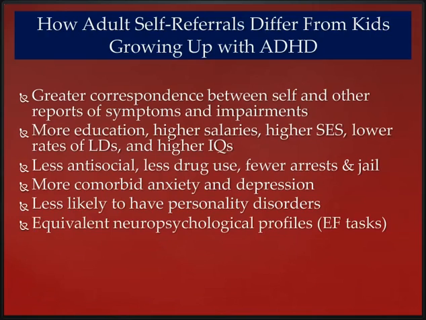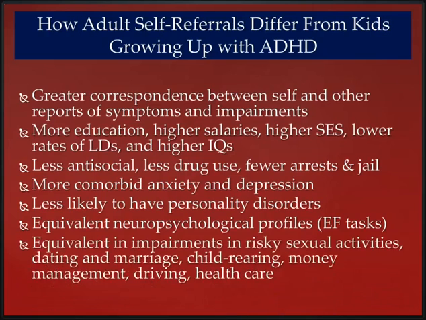Interestingly, both groups of individuals showed similar patterns of impairment on neuropsychological test profiles, and both groups showed similar and pervasive patterns of executive functioning deficits on rating scales of executive functioning. We also found that both of these groups of adults were equally impaired in other domains of major life activities, such as in risky sexual activity, teenage pregnancies, dating and marital difficulties, problems with child rearing, difficulties with managing their money, driving impairments, and in concerns about their health.